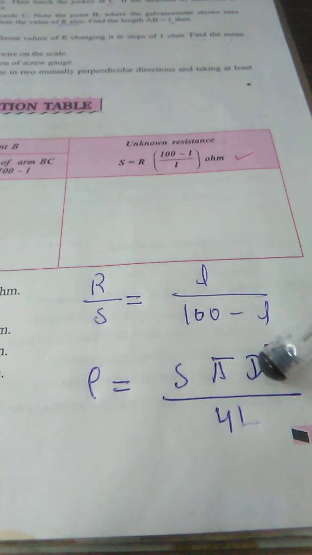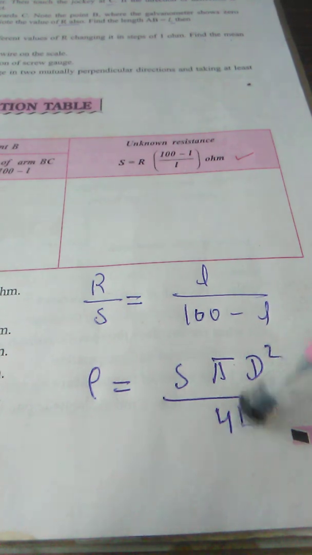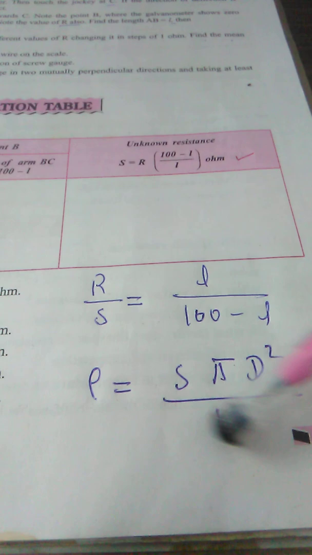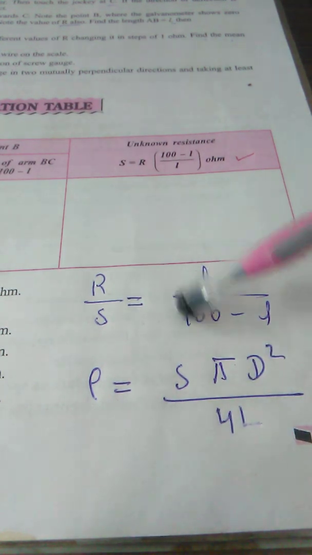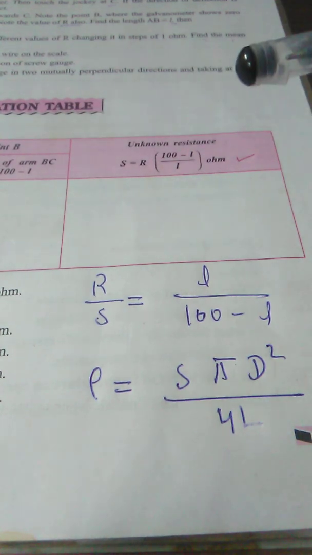So we are taking pi r d square. D square means it gives me 4 here. So we used this formula to calculate the specific resistance. But before that, it is important for us to calculate the value of S from the circuit diagram.